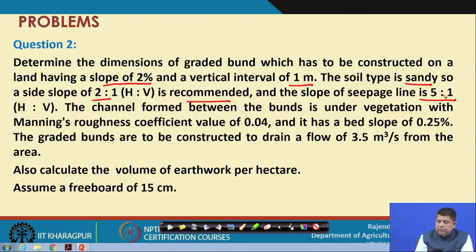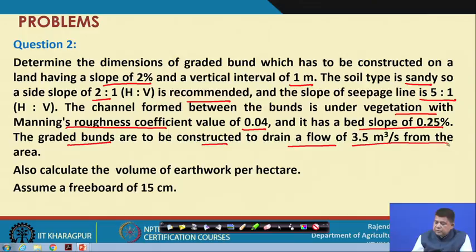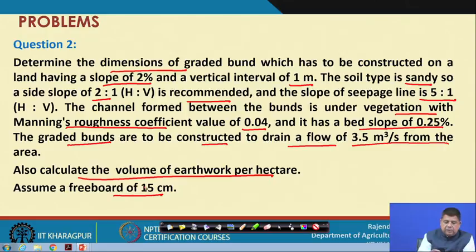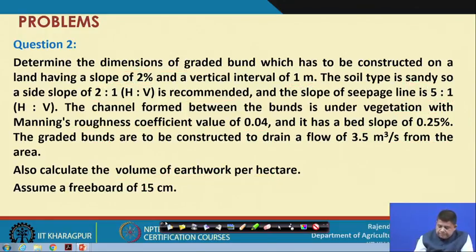The channel formed between the bunds is under vegetation with Manning's roughness coefficient value of 0.04, and it has a bed slope of 0.25%. The graded bunds are to be constructed to drain a flow of 3.5 cubic meter per second. So, in this case flow is already given. So, we have to determine the dimensions of the bund and also calculate the volume of earthwork per hectare, assume a freeboard of 15 centimeters. So, almost all data is already given, including the flow in this case.